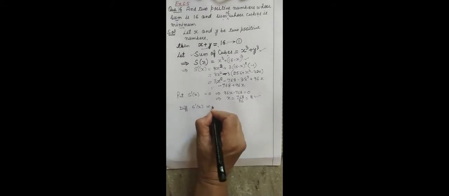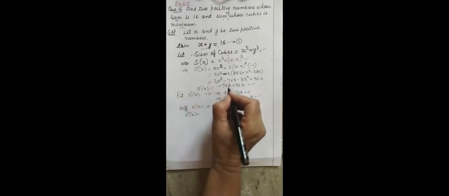768 upon 96, which is equal to 8. Now I have found the critical point. Now I simply have to check whether this point is a point of minima or not. Now again differentiating s dash x with respect to x, what will be my double derivative now?